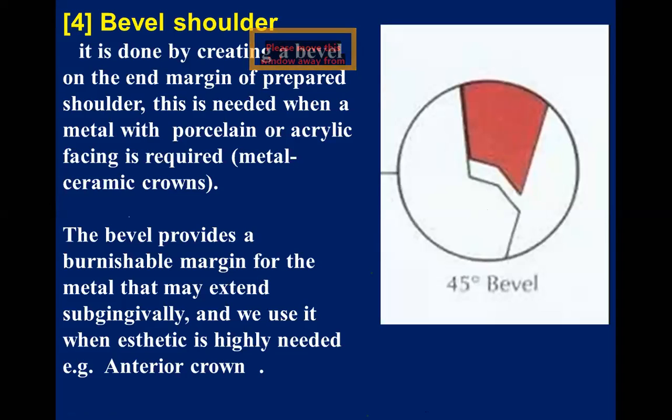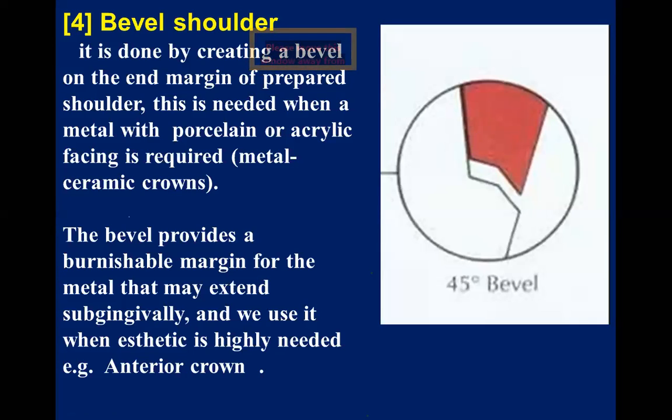It is a mixture between the shoulder, which will provide excessive thickness for the crown, and we can put a metal below the ceramic to create what? To create a finishing line just like the chamfer. If you look at the angulation of the bevel, it is nearly like the chamfer. So this bevel shoulder is a finishing line which is mixed between the shoulder and the chamfer.